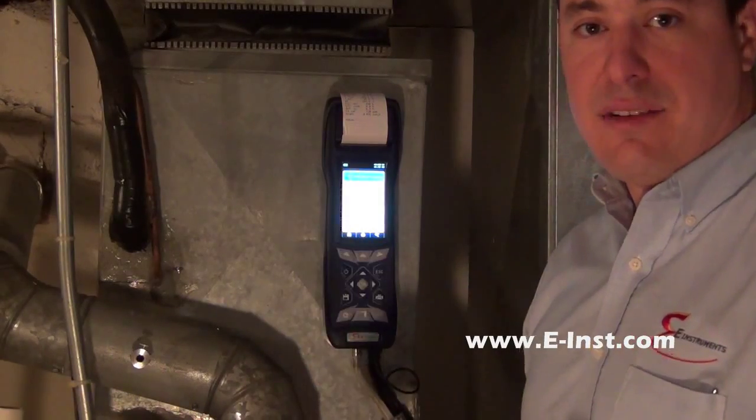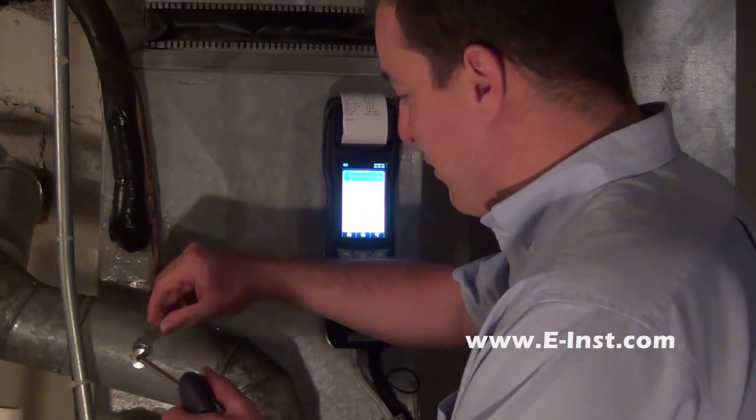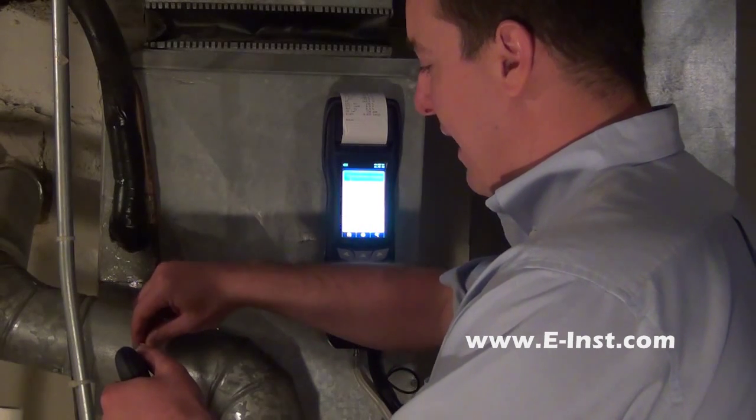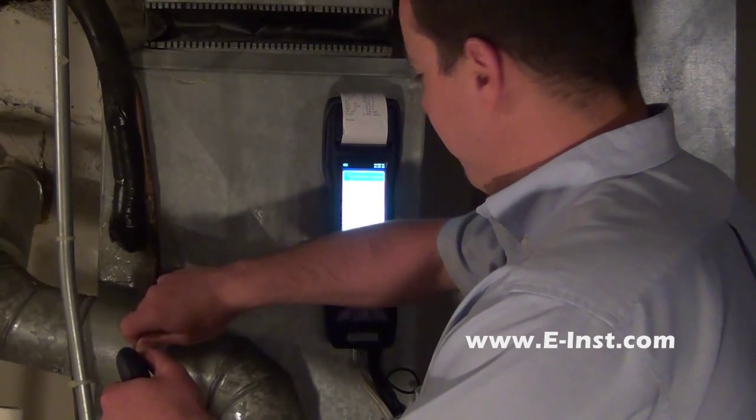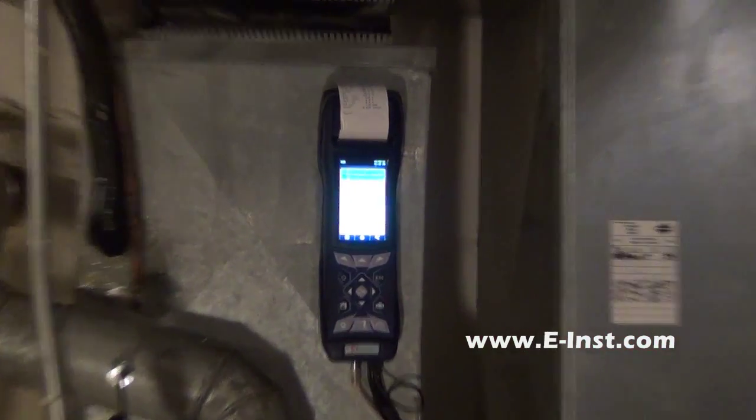We're at about a steady state now. The furnace has been running for about 2 or 3 minutes. So I'm going to go ahead and put the probe in as we showed you before, about halfway into the stack. Lock it up. And we're going to wait for the readings to stabilize.